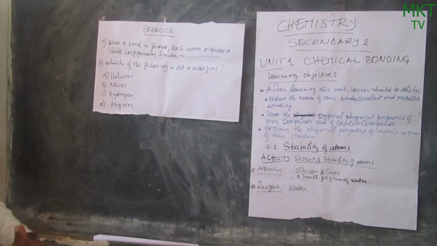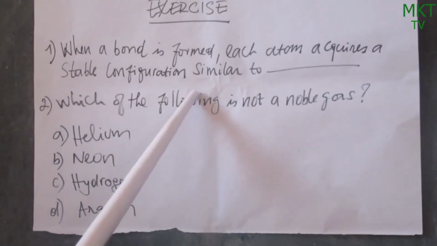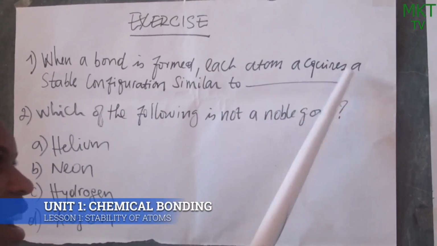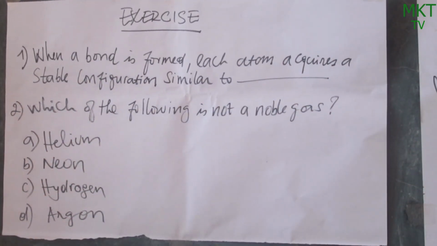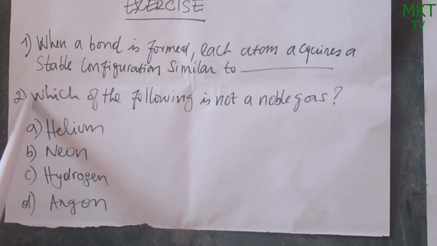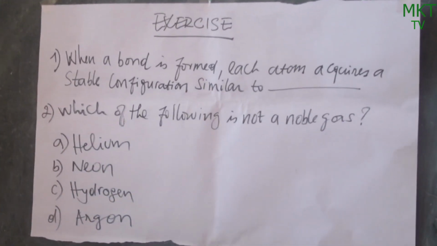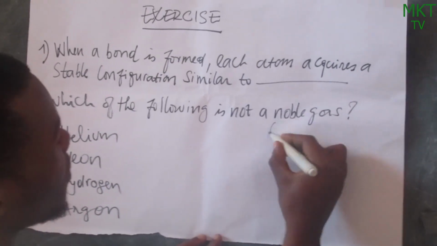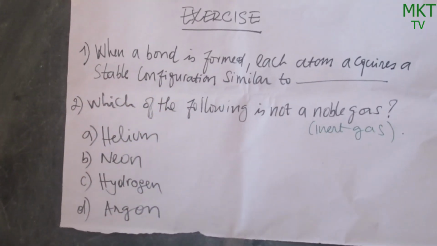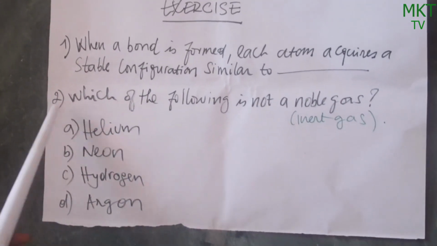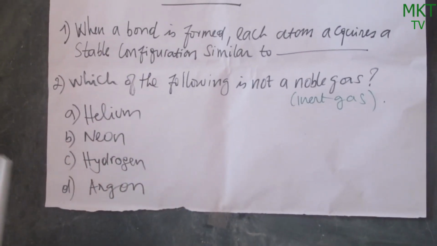When a bond is formed, each atom acquires a stable configuration similar to what? We are going to fill in the answer here. Now, the second question. Which one of the following is not a noble gas or inert gas? You are going to choose one correct answer among A, B, C, and D.